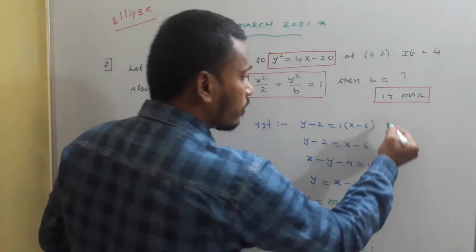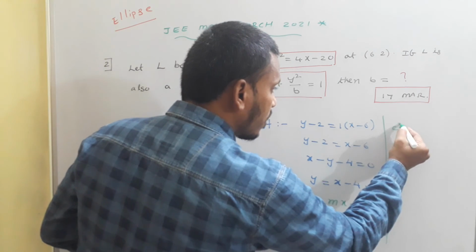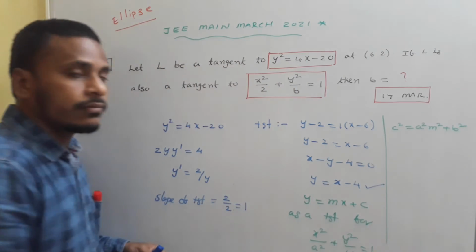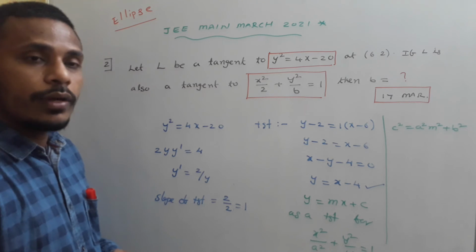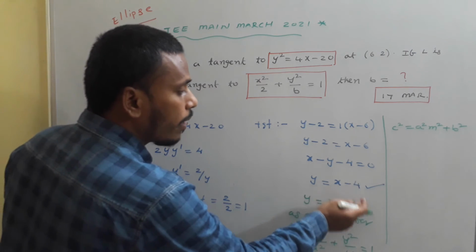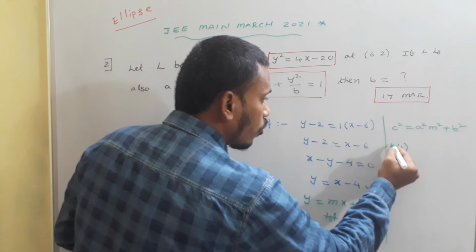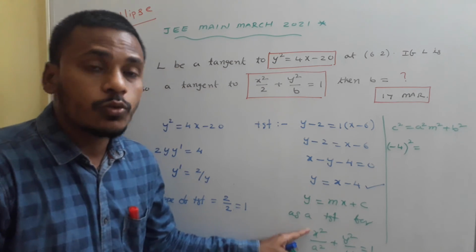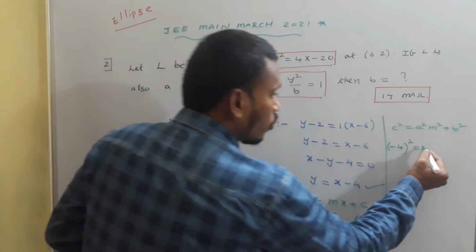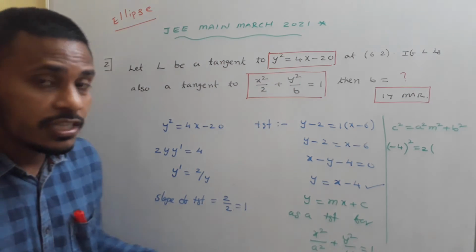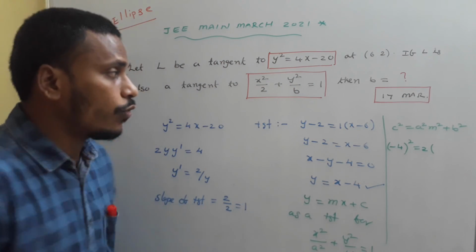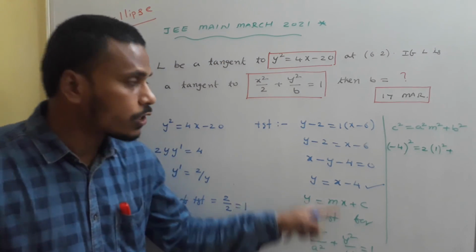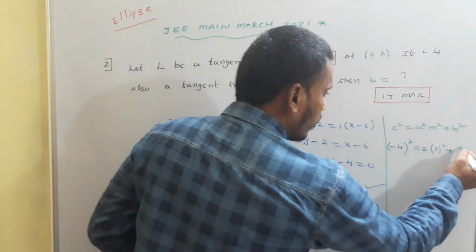Then what is the tangent condition? The tangent condition is c square is equals to a square m square plus b square. Is it right? Use that. What is c? When you compare, c is minus 4. So minus 4 whole square is equals to, what is a square? A square is the denominator of x square, which we have here as 2. So 2 into m square. M is the slope of the tangent and that slope is 1. So 1 square plus b square. B square is the denominator of y square; here we have just b. So write it as b. That's enough.